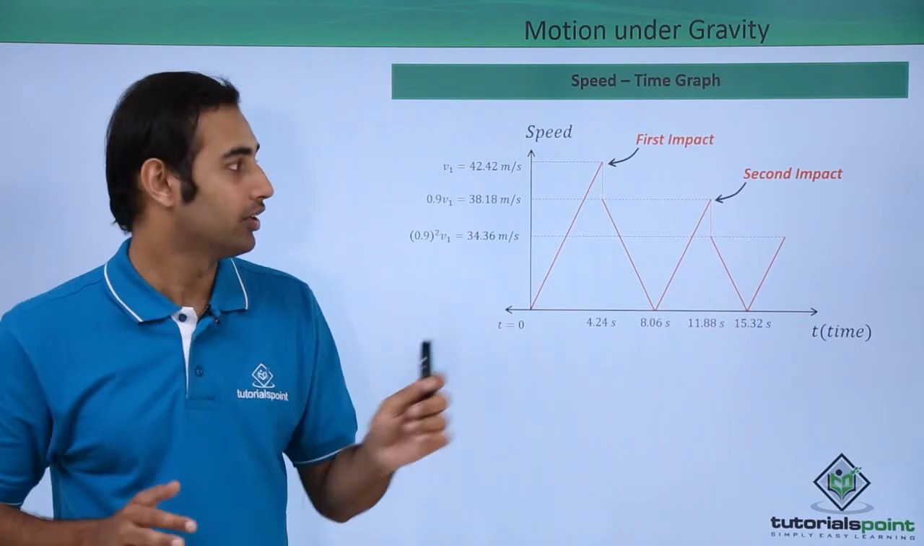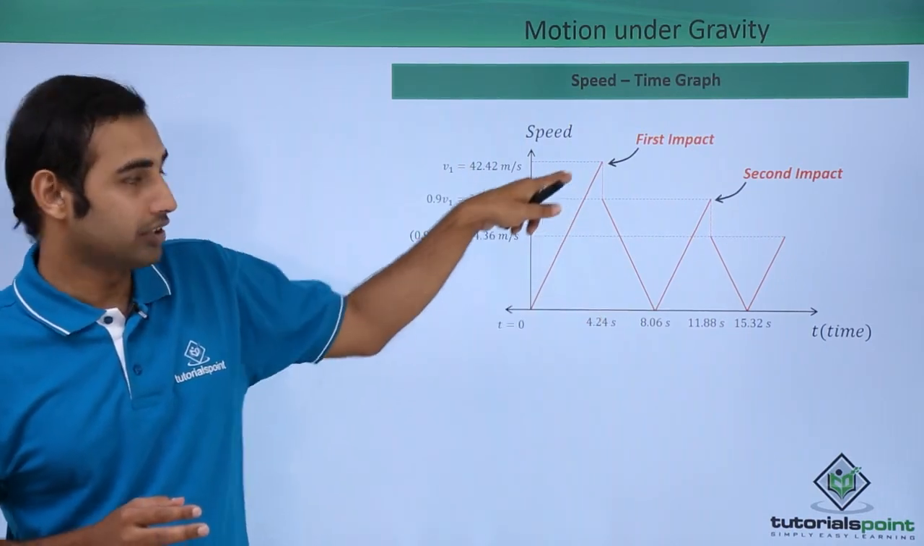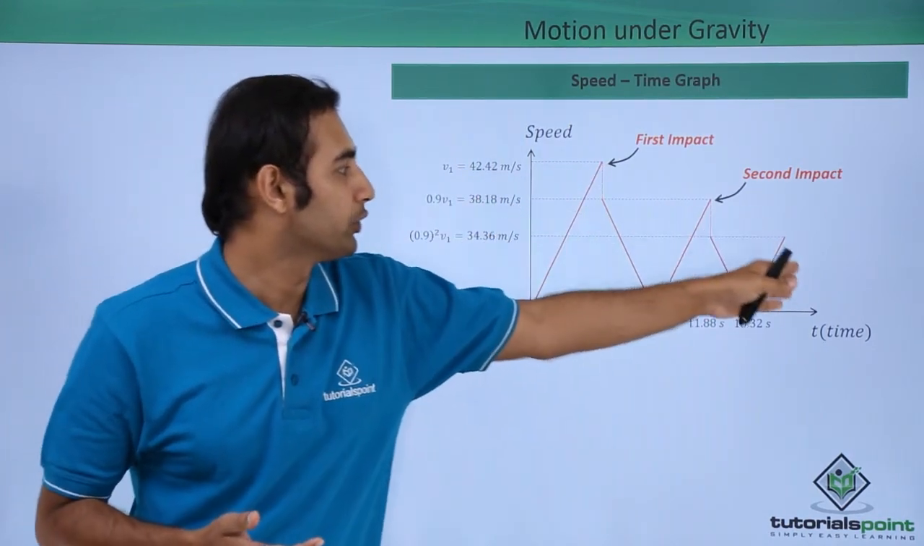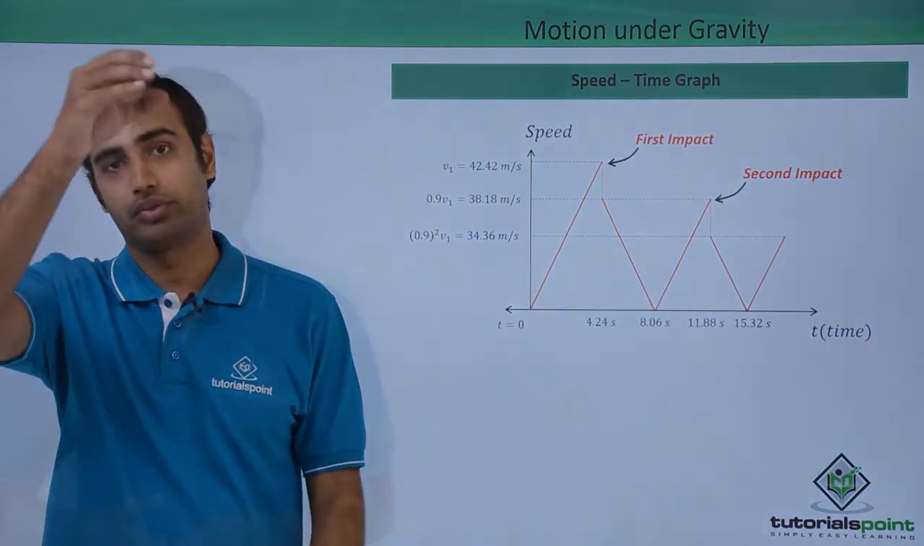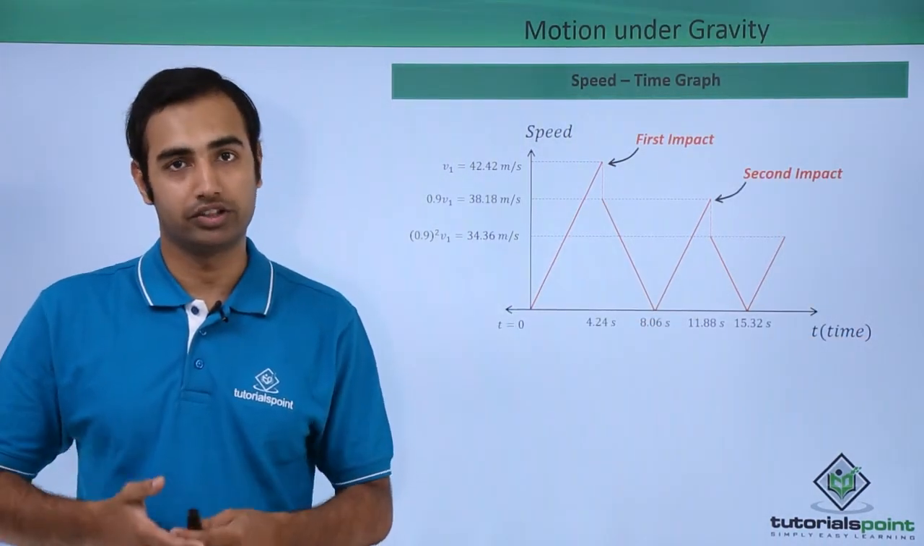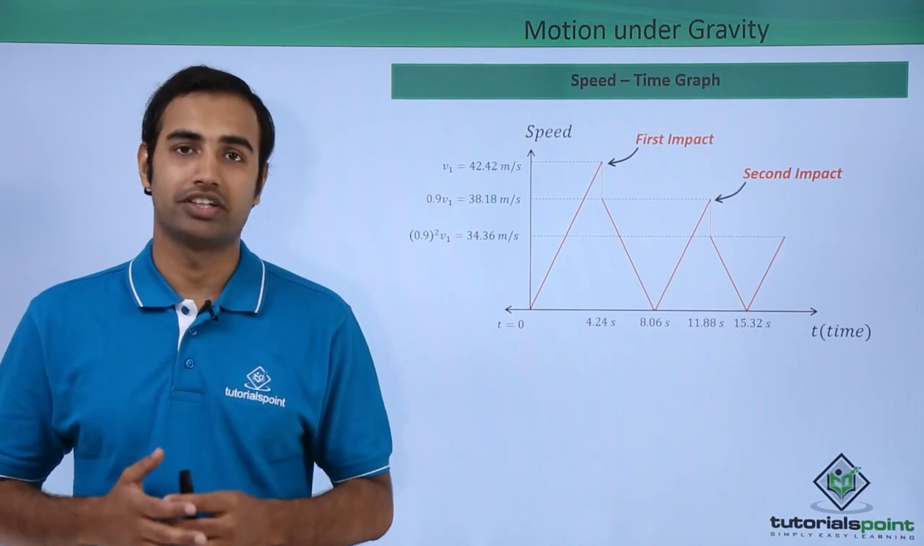So as you can imagine now, this kind of triangular structure will be repeated over and over again until infinity, because every time the ball will lose 1/10 of its speed. I hope this is very, very clear to you.